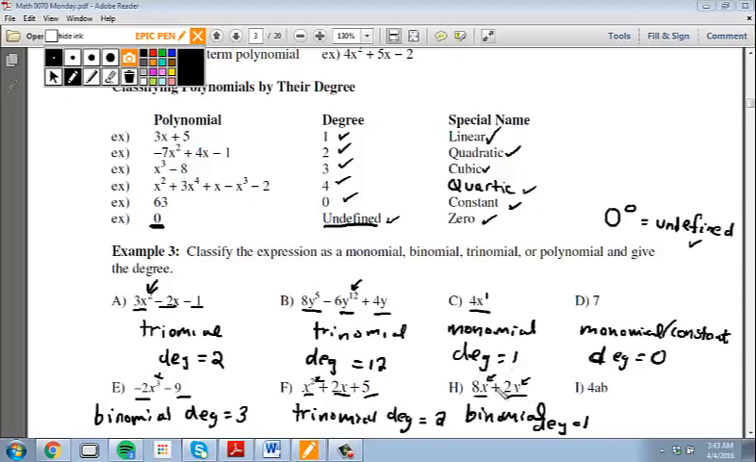Even though one variable was x and one variable was y, each term had degree 1, so the highest power was 1. And then I, this is a monomial, or one term, and then the degree, because the a and the b are being multiplied here, we have to add their exponents together to find the degree, and it's degree 2.